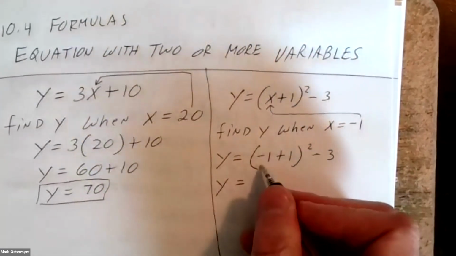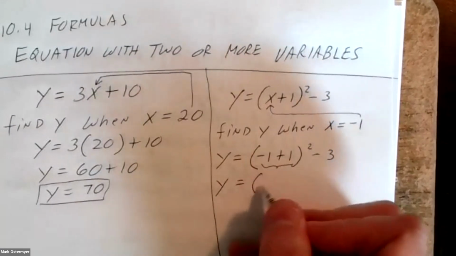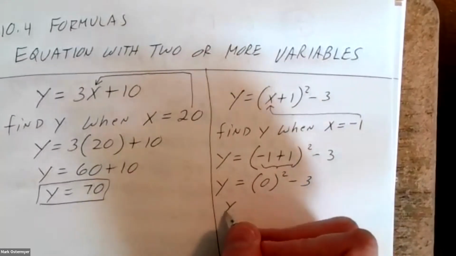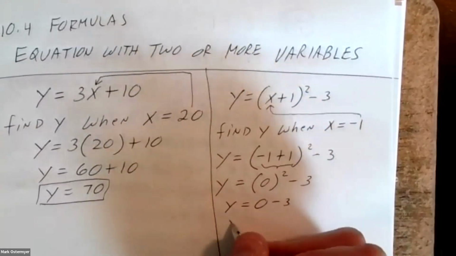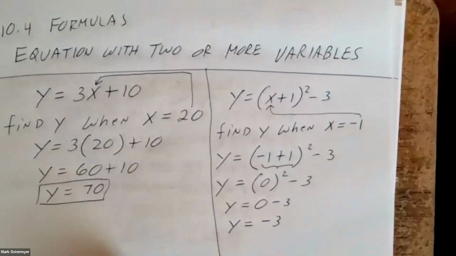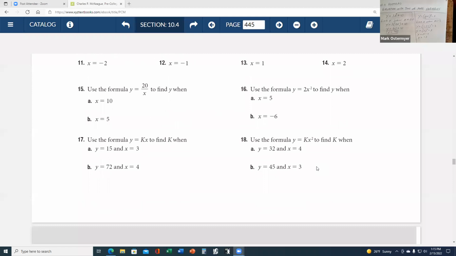Y is going to be equal to, what's -1 plus 1? Well, that gives you 0. And what's 0 squared? 0 times 0 is 0. And what's 0 minus 3? -3. And that's what y would be equal to. Any questions how we're solving a formula for a variable given the value of the other variable? All right, formulas. Alrighty.